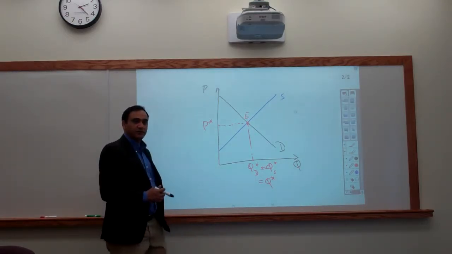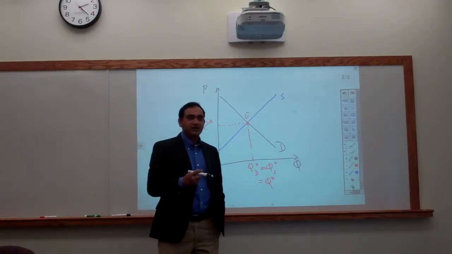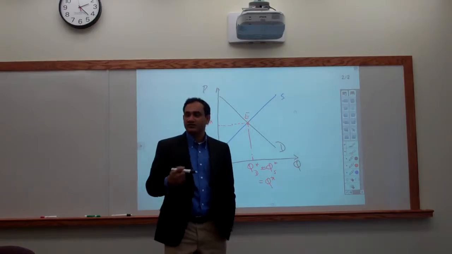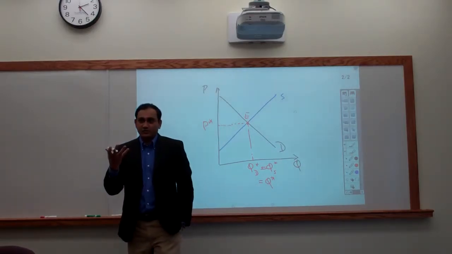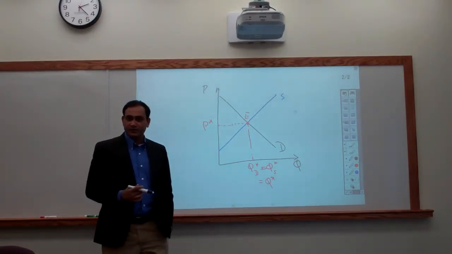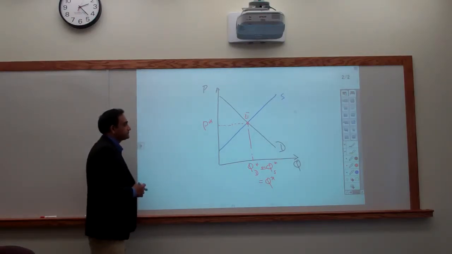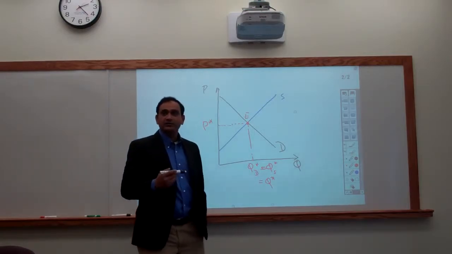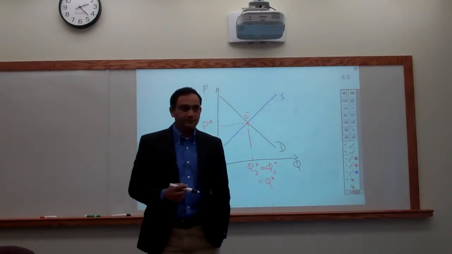Is that fine with everybody? So when price is P star, quantity demanded, QD star, is the same as the quantity supplied, Q star. You can call it Q star, some number. And it's unique. So that's your equilibrium, given by the intersection between the demand and supply curves.